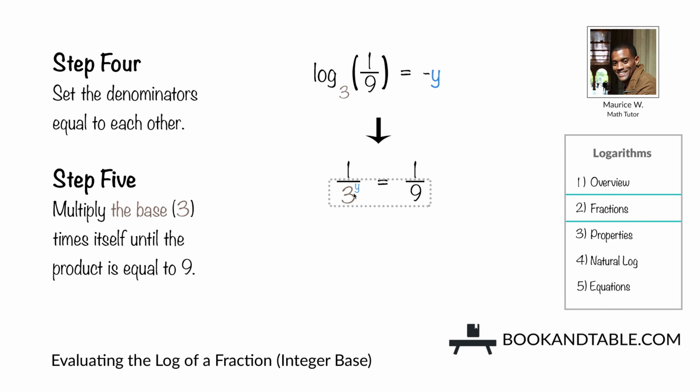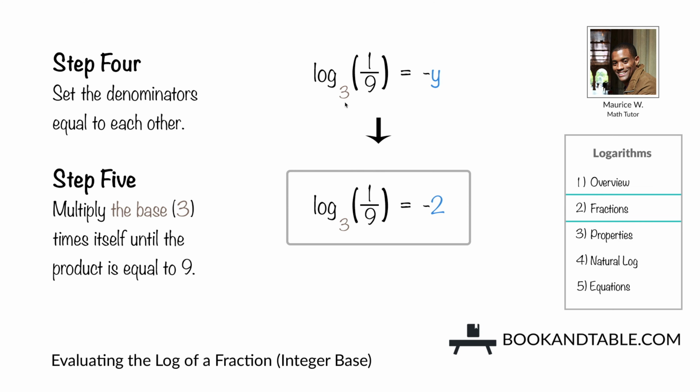So step 4, we want to set our denominators equal to each other. And now step 5, we want to multiply the base 3 times itself until the product is equal to 9. And we know 3 times 3 is equal to 9. So we find that we have to multiply the base 3 times itself 2 times in order for it to equal 9, letting us know that y is equal to 2. And if y is equal to 2, that lets us know that log of base 3 of 1/9 is equal to negative 2.